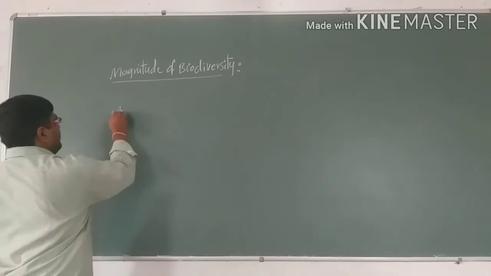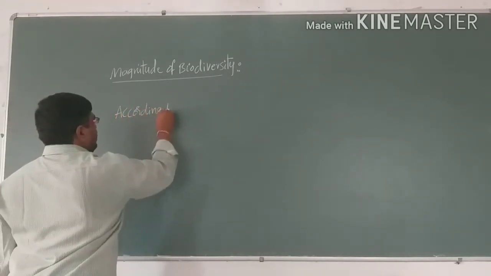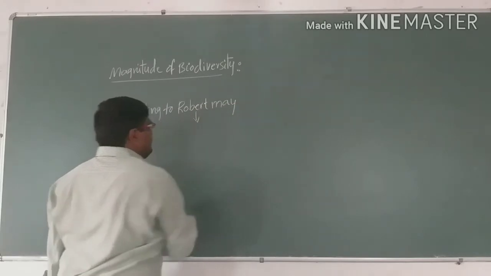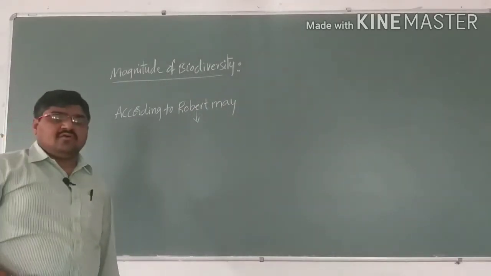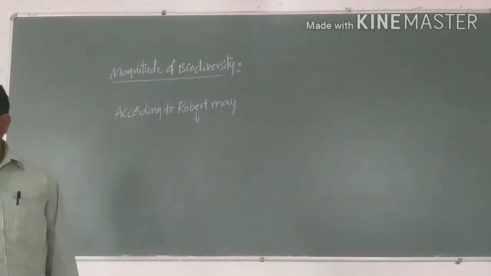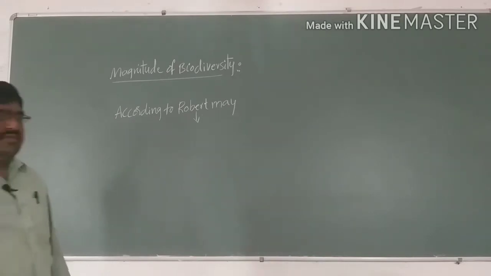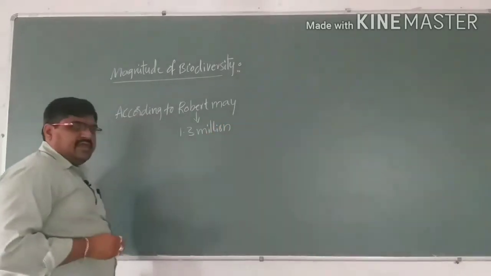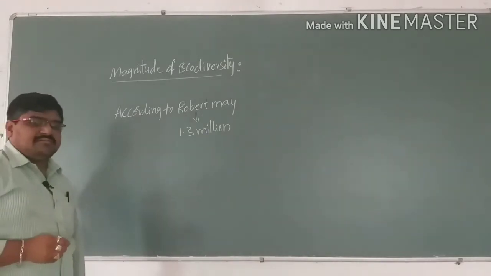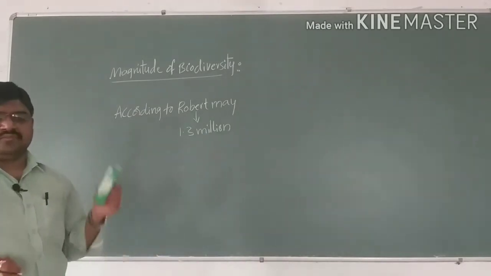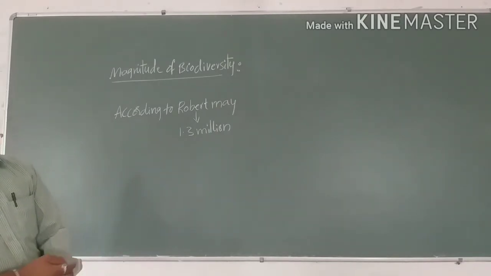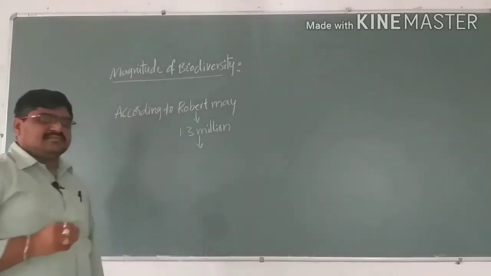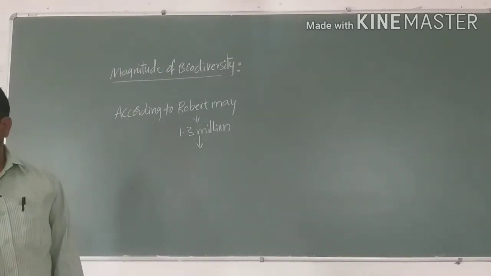Robert May explains that 1.3 million species are present on the Earth's surface. Out of these, the most numerous species are the plants and the animal species. Out of these 1.3 million species, a large share is taken up by these groups.